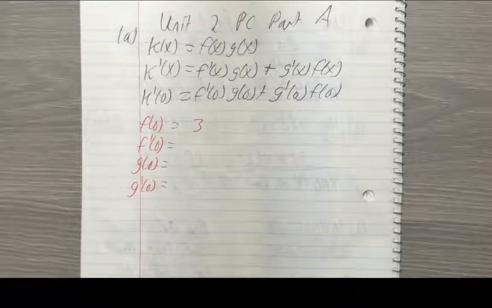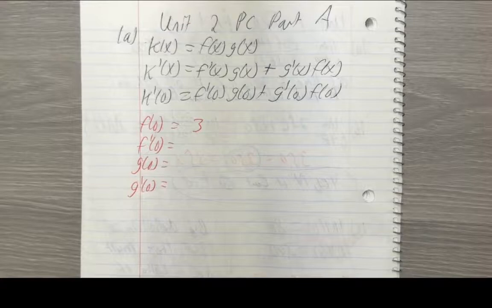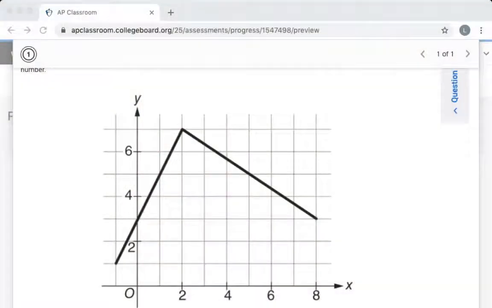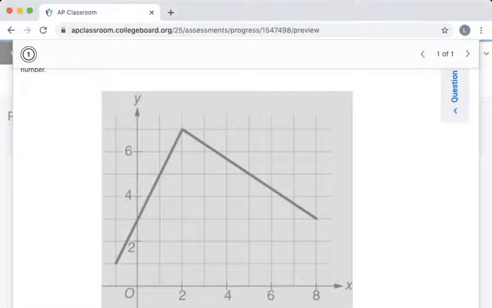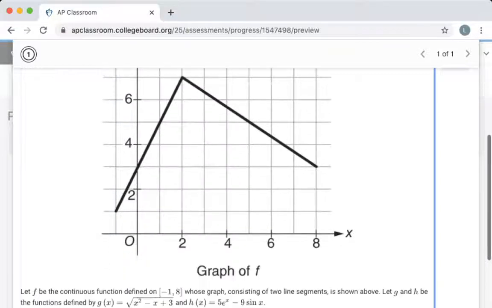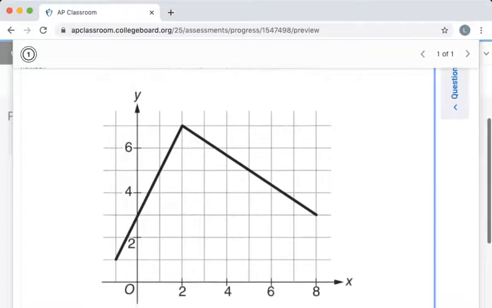F prime of 0, a little bit more challenging. Let's go back to my screen here. F prime of 0. What is f prime saying? Well, why is my screen gray? Whatever, you guys can see. Okay. What is f prime saying? The derivative of a function is the slope of a function at a point. The derivative of a function is the slope of the tangent line at a point.